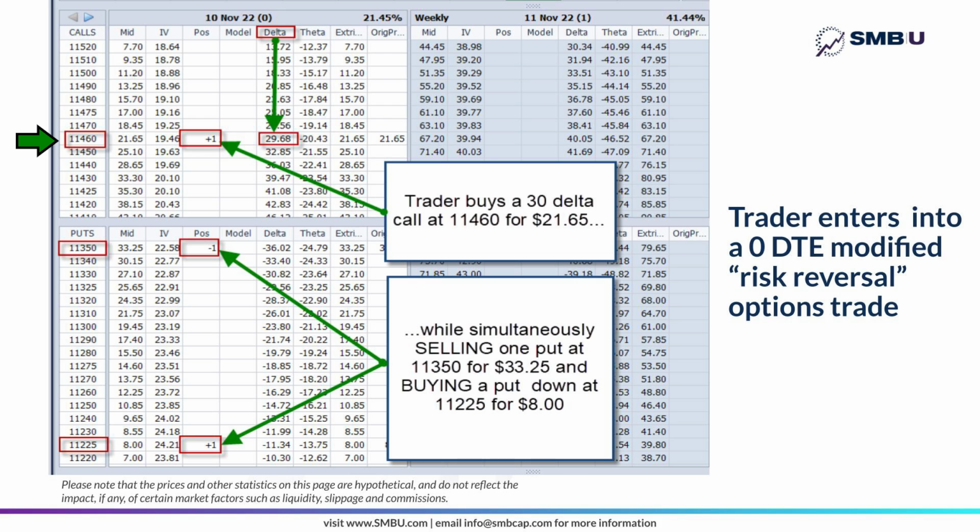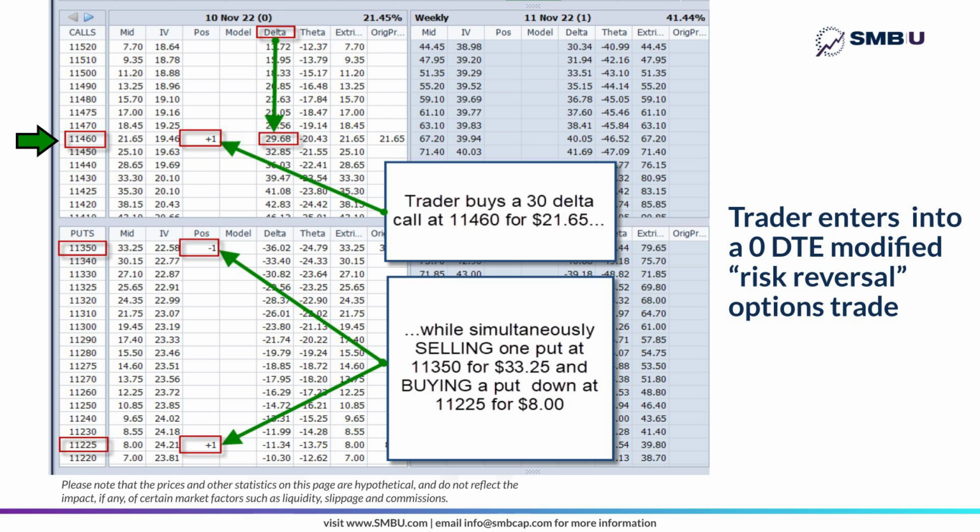Okay, so we're going to need to cover this in depth in another video, but suffice it to say that an option's delta is a prediction of how much that option's price is going to move based on how much the index from which that option is derived is moving. And so we go ahead and buy one of those calls, and as you can see, the price is $21.65.